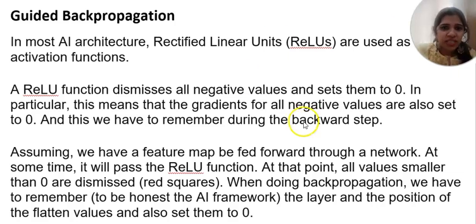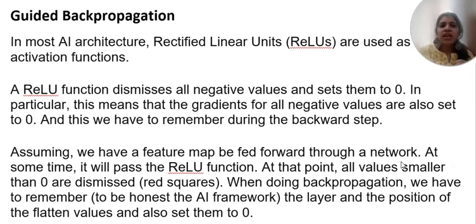See what it says: a ReLU function dismisses all negative values and sets them to 0. In particular, when we pass gradients, in each layer we calculate some gradients, that is d by dx of the function. The gradients for all negative values are set to 0. And we have to remember during the backward step the 0, that is, there are no negative values; we only remember the 0 values.